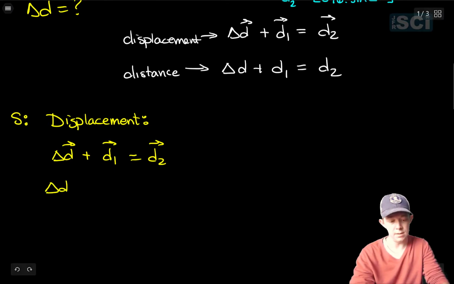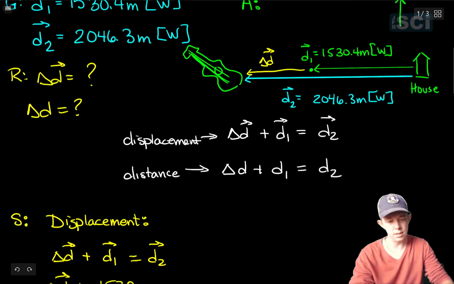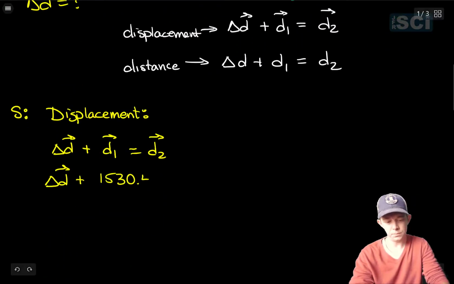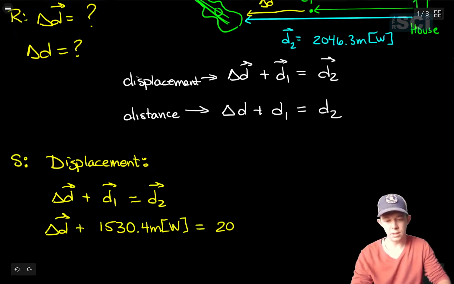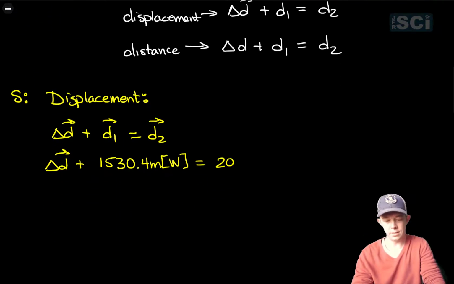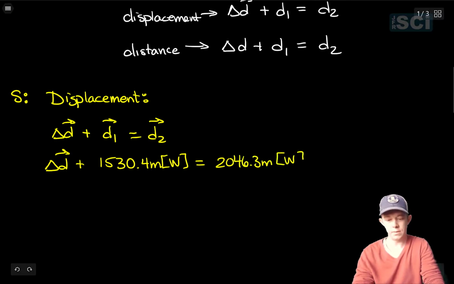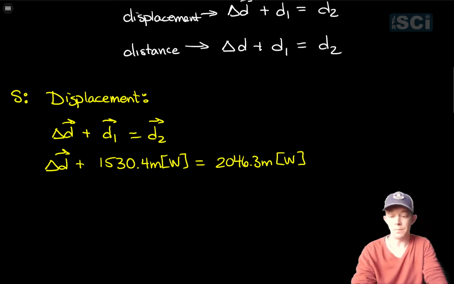So delta D, I don't know what that is. That's what I'm looking for. But I can substitute in D1 as 1,530.4 meters, and that's towards the west, is equal to 2,046.3 meters, and that's towards the west. And I can try to isolate for delta D.